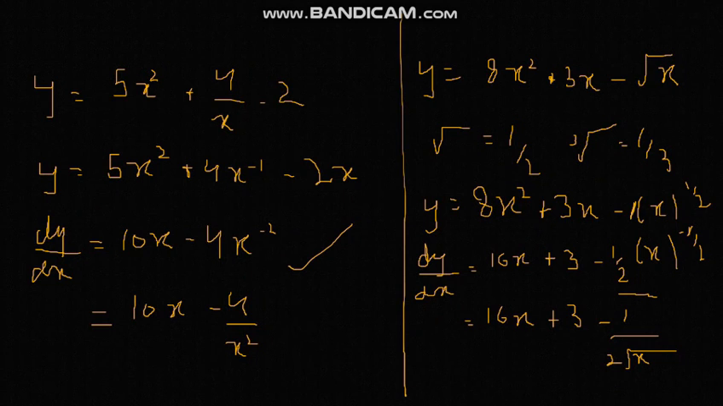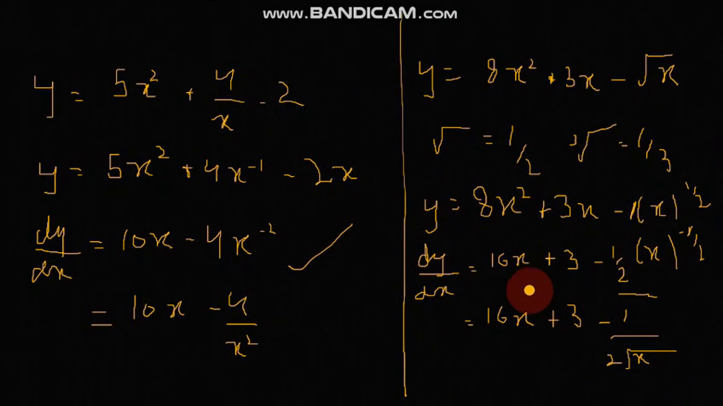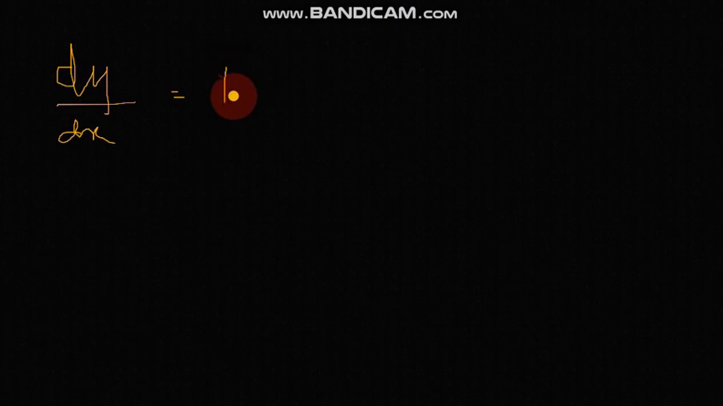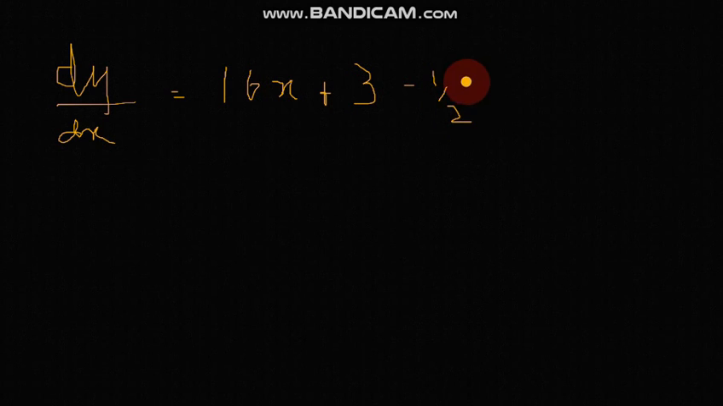Okay, for those of you who didn't understand this part, let me do it again. Okay, so we know that dy over dx was equal to what? It was equal to 16x plus 3 minus half x with power minus half. So it was 16x plus 3 minus half x with power minus half, right?